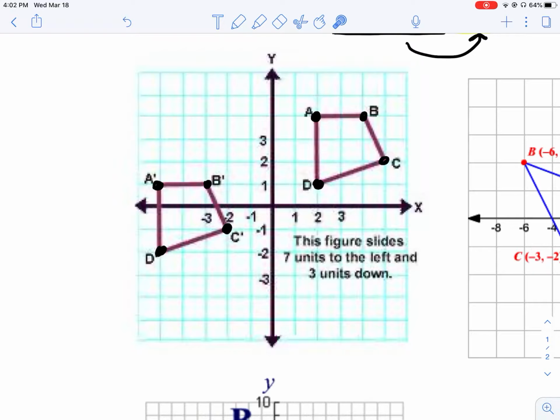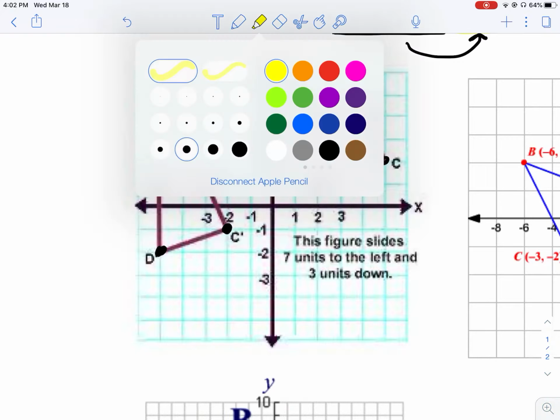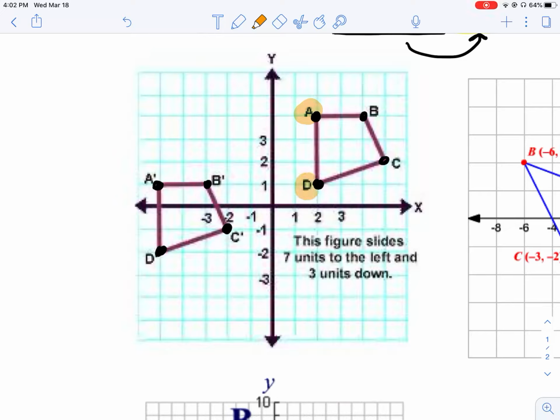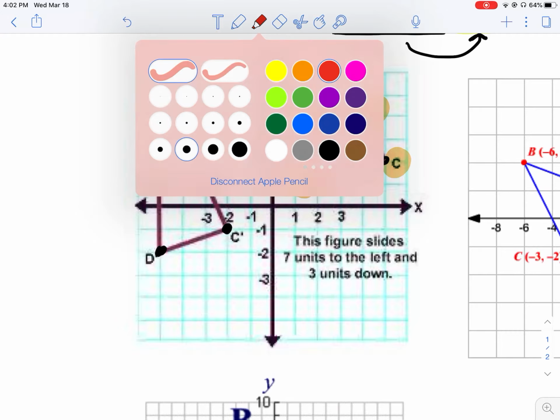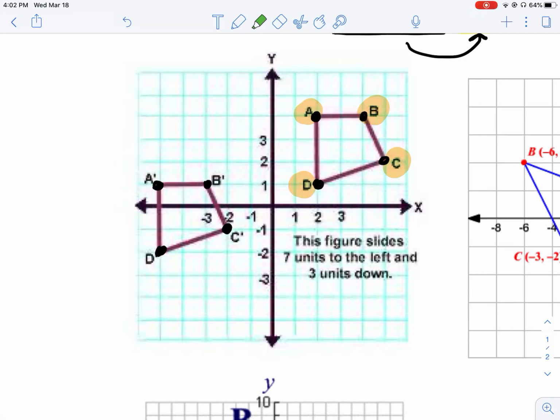This is what we call a translation or a slide. Now, these are not your typical A and B. In the very first one, the originals were called A, B, C, and D. But when you look at it later, it has an A, B, C, and D with a little apostrophe. That's what we call prime. So this is called A prime, B prime, C prime, and D prime.